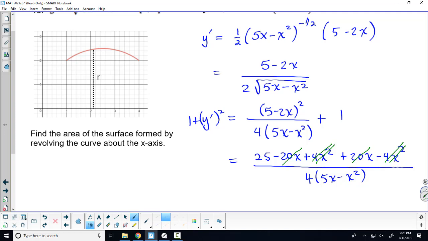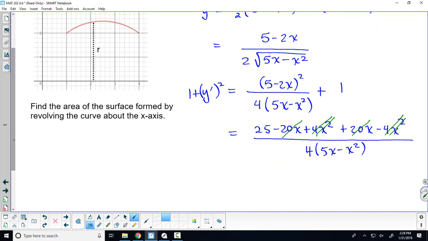Where did that second 20x plus 4 minus come from? We're adding 1 to this. Oh, I see what you mean. I'm going to take 1 and rewrite it as this over itself. This second part is coming from that denominator being distributed. So this matches that. Does that make sense to everybody? So we're taking that 1 right here and multiplying by 4 times 5x minus x squared over itself. All right, so that will be the reduced part for 1 plus y prime squared.